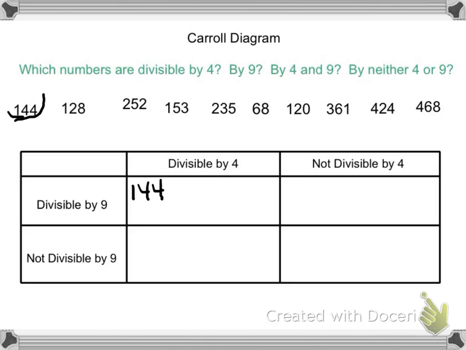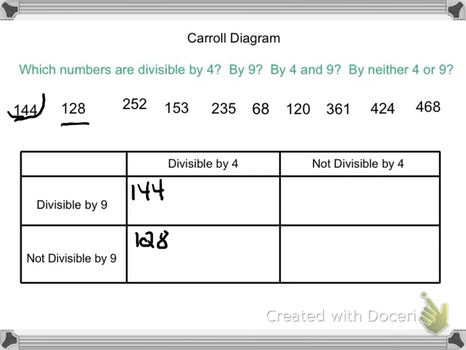If we look at 128, the last two digits, 28, are divisible by 4, but if we add up the digits, 8 plus 2 plus 1, we'll notice that that sum is not divisible by 9, so we have to find the square that is divisible by 4, but not by 9, and we write 128 in that square.